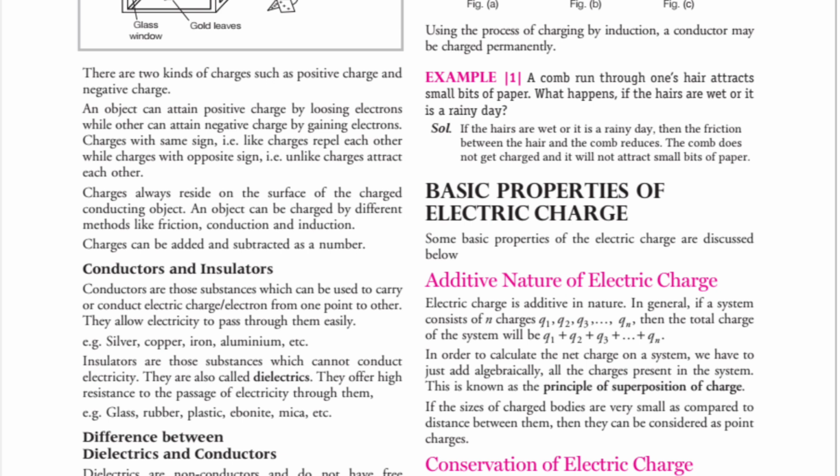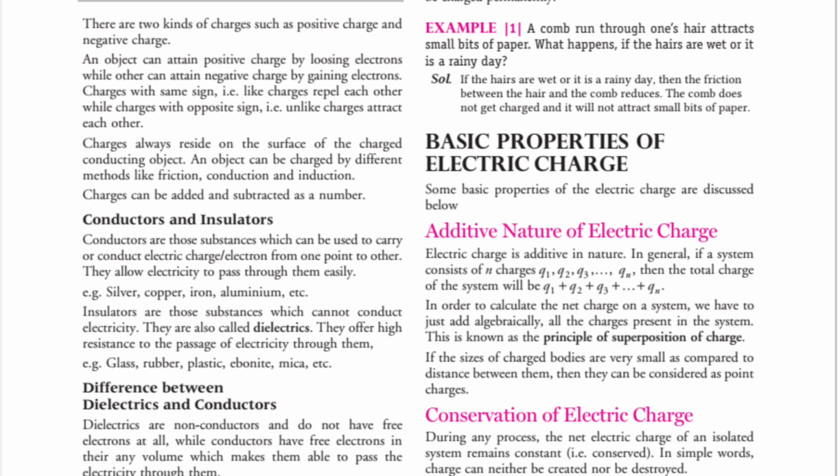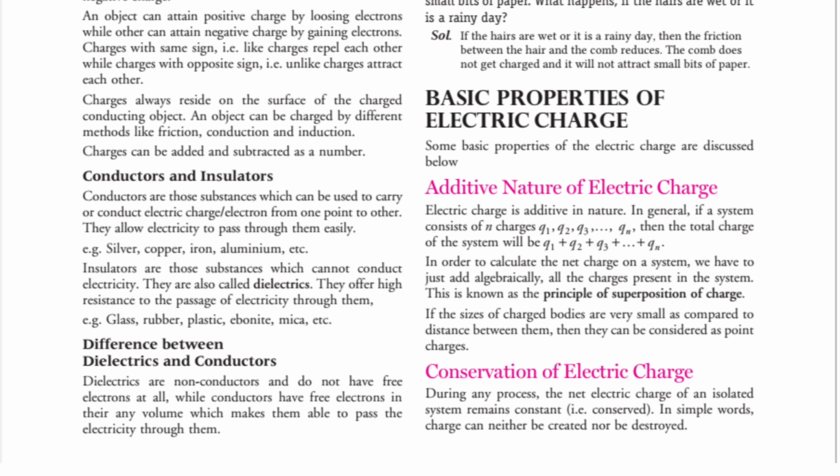They allow electricity to pass through them easily. We are passing the electrons through them easily. For example, silver, copper, iron, aluminum, etc.